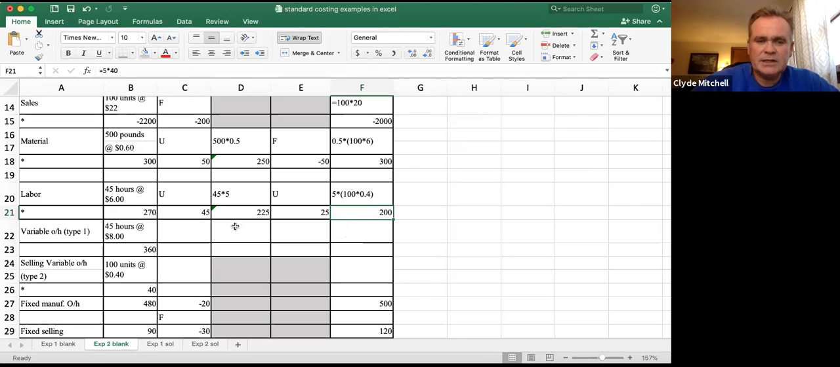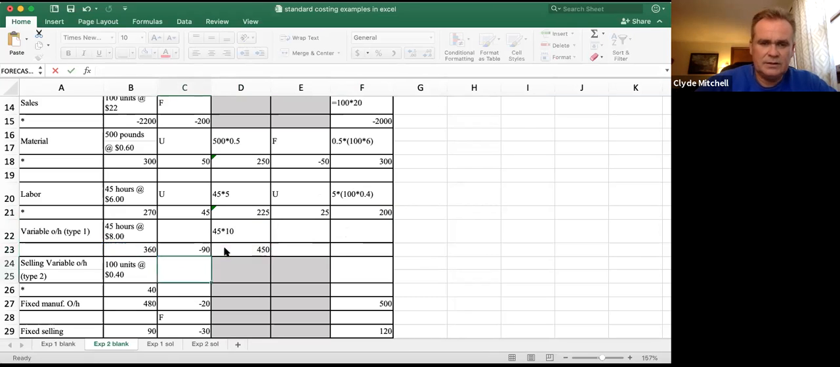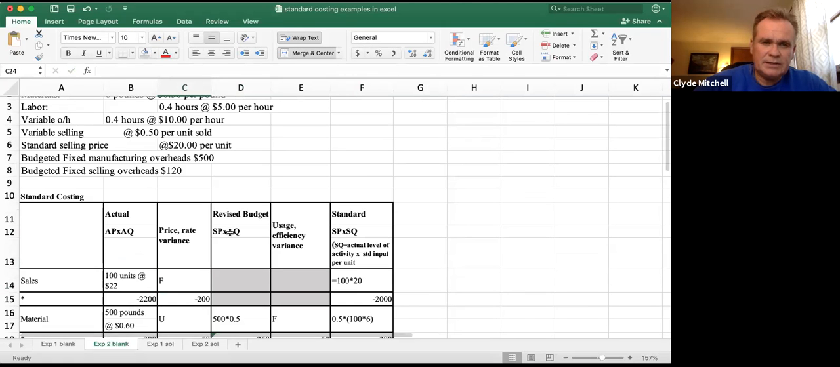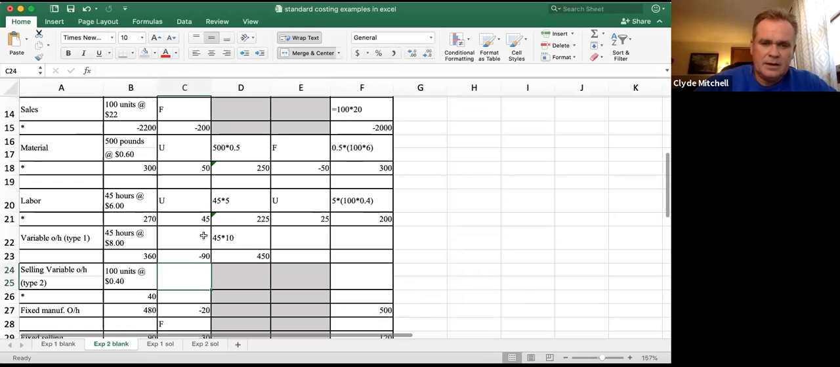And the variable overheads are going to be the same sort of idea because they're based on the same number of hours. So we have 45 multiplied by the standard rate of 10, which is 450. And so the price variance is 360 minus 450. Let's just double check the rate. Yes, it is $10 an hour. It's 90. It is favorable. Why is it favorable? Because our actual is less than what it should be. How does that happen? Well, we're paying $8 an hour. We should have been paying 10.